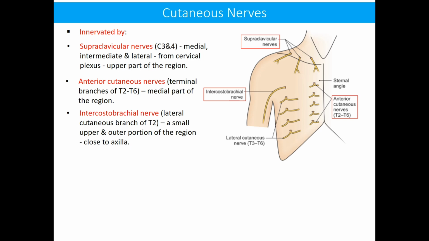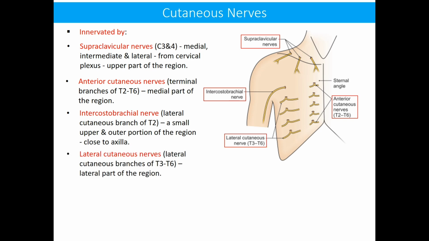Third group is intercostobrachial nerve, which is the lateral branch of thoracic second nerve. This nerve supplies a small upper and outer region of the chest, which lies close to the axilla. Then is the lateral cutaneous nerves, which are lateral cutaneous branches of thoracic third to thoracic sixth intercostal nerves. They supply the lateral part of the region.